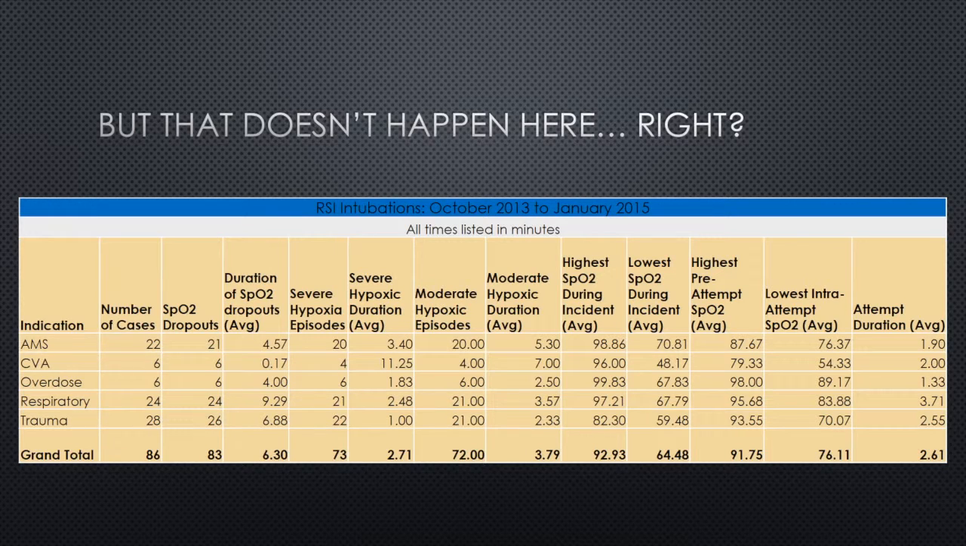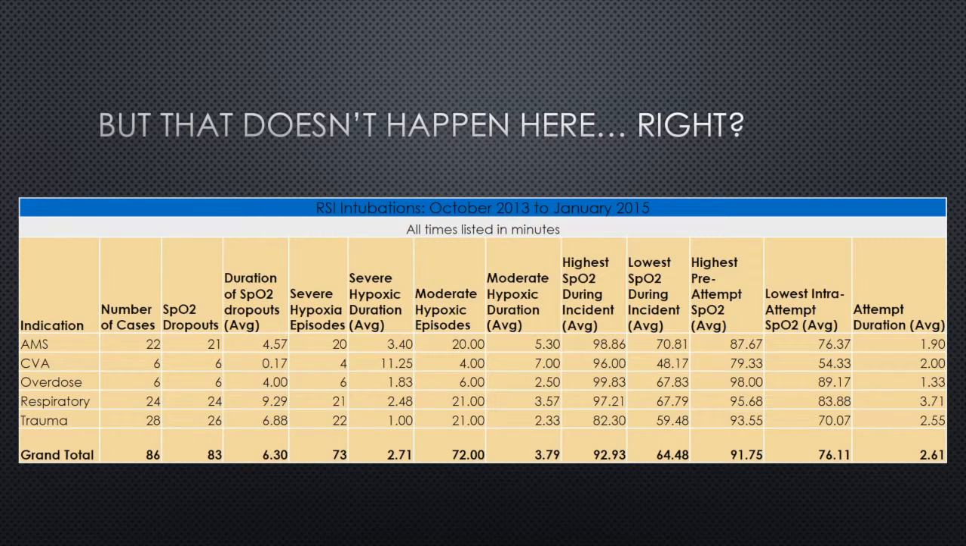So let me get my handy dandy calculator out here. And that is a really high percentage. So 83 divided by 86, that's 97% of all of our RSIs had missing pulse ox data. Well, is that a big deal? Well, if it's 1 second of data, probably not, but it's not. It's 6.3 minutes worth of missing pulse ox data.